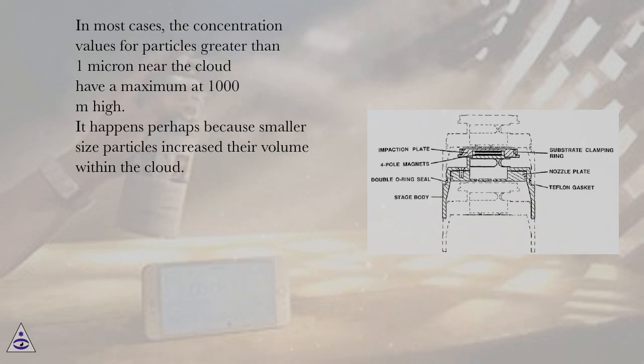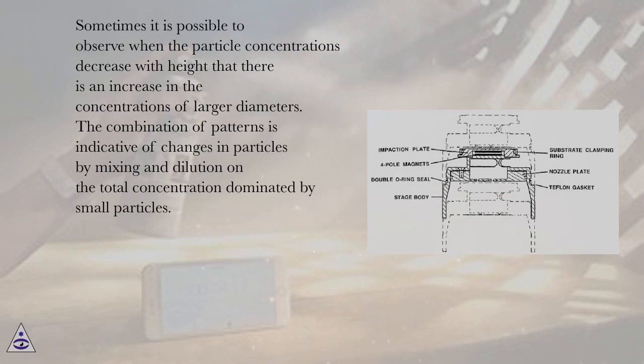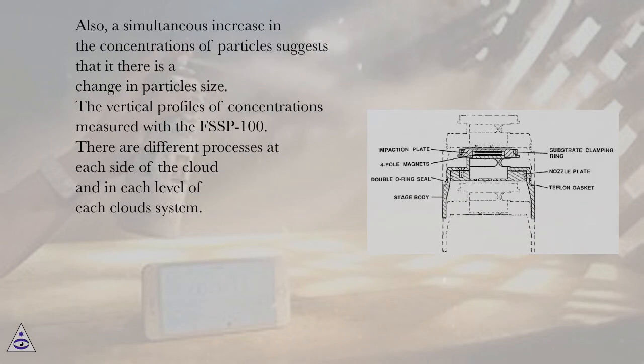In most cases, the concentration values for particles greater than 1 micron near the cloud have a maximum at 1,000 meters high. It happens perhaps because smaller size particles increase their volume within the cloud. Sometimes it is possible to observe, when the particle concentrations decrease with height, that there is an increase in the concentrations of larger diameters. The combination of patterns is indicative of changes in particles by mixing and dilution on the total concentration dominated by small particles. Also, a simultaneous increase in the concentrations of particles suggests that there is a change in particle size.